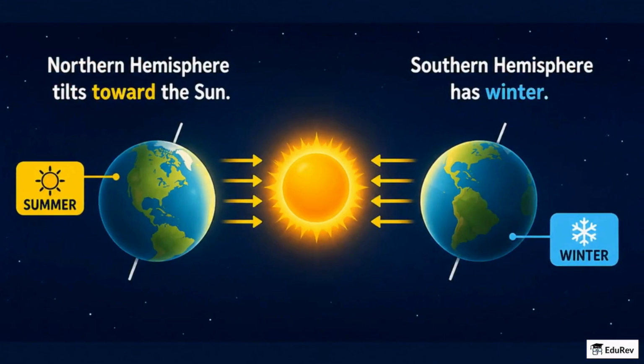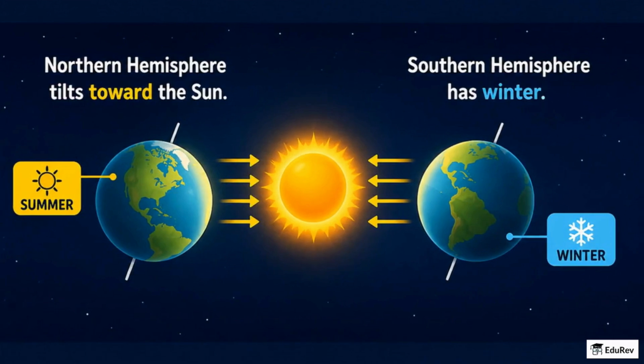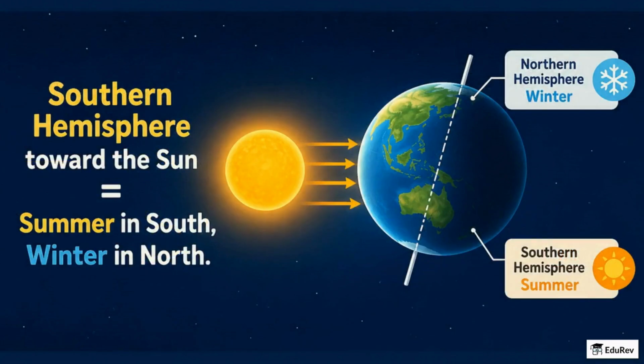When the northern hemisphere tilts toward the sun, it gets more direct sunlight and has summer, while the southern hemisphere has winter. When the southern hemisphere tilts toward the sun, it has summer, and the northern hemisphere has winter.